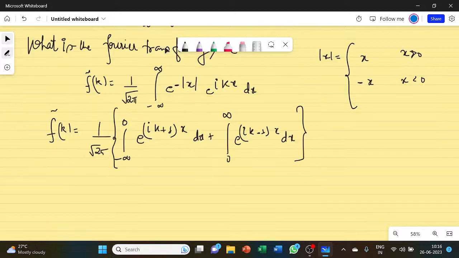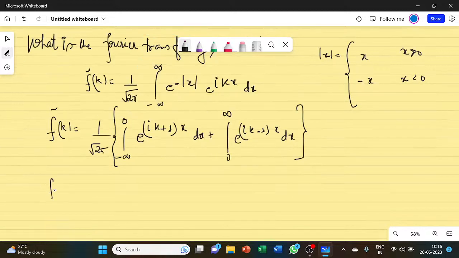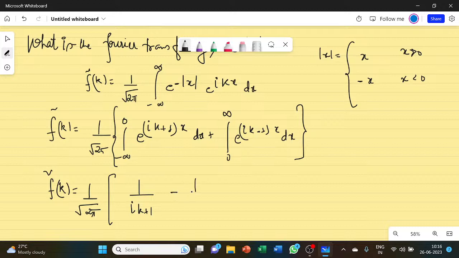Okay, now if I want to write this up, what would I get? I would get f tilde k is simply 1 upon root over 2 pi, and in this first integration you will get 1 upon iota k plus 1, and in this integration you will get minus 1 upon iota k minus 1.